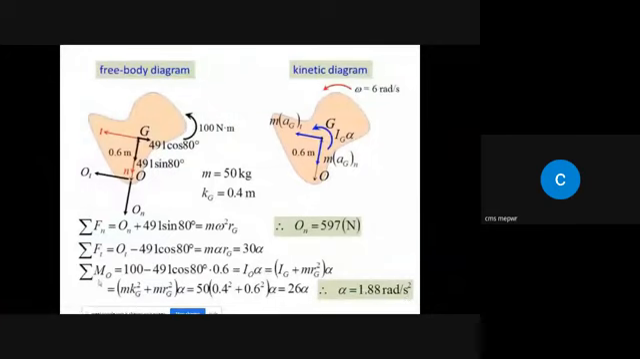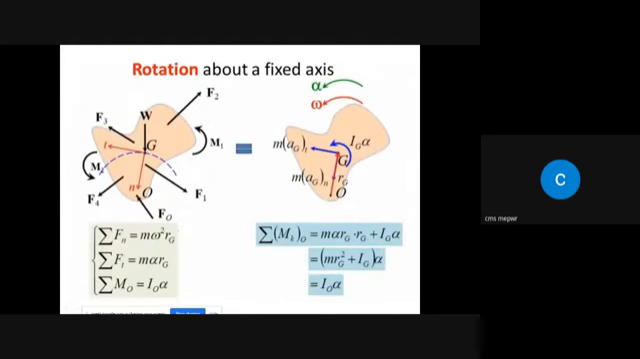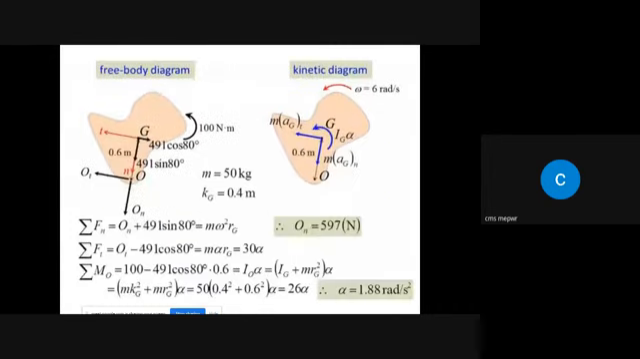Okay, so we were having three equations. Let me show it to you again. These three equations. This one, and this one. Summation of forces in the n direction. So in the n direction we were having this force and this force only. This one and this one, and that was equal to m omega square rg. We have m, we have omega, we have rg. When you put the values, we get On.